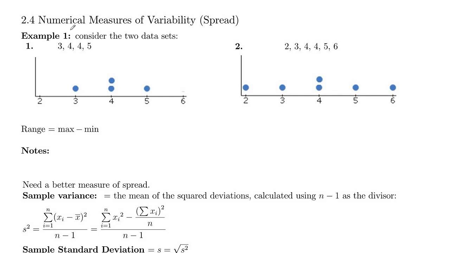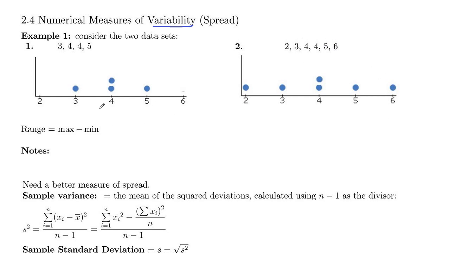In section 2.4 here, we want to consider numerical measures of variability or spread in the data. So let's look at an example here. We've got two data sets, 3, 4, 4, 5, that dot plot is graphed here, and 2, 3, 4, 4, 5, 6, that dot plot is graphed here.